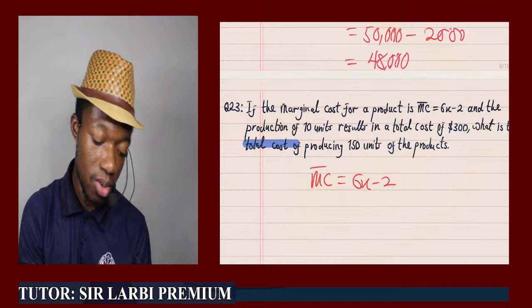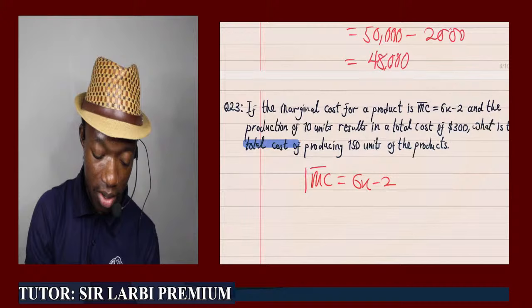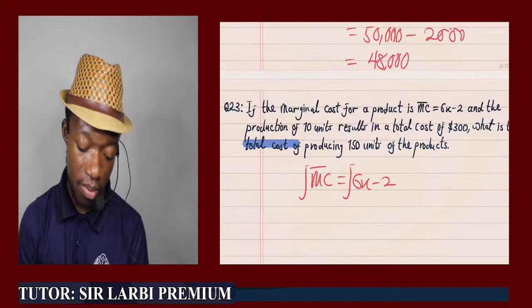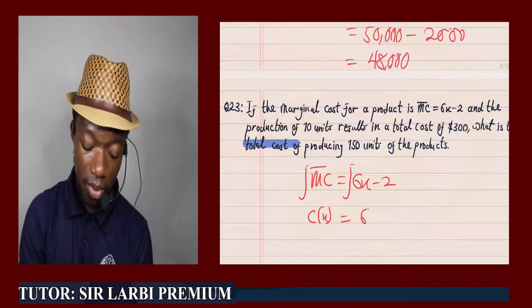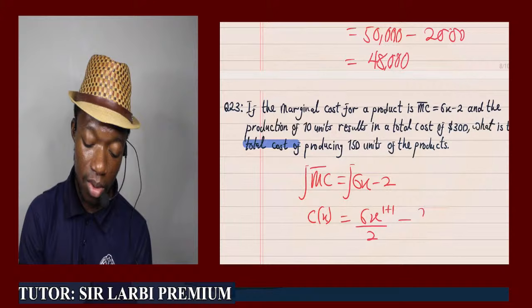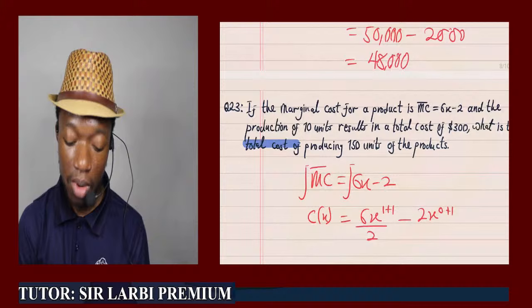Okay, so if that is the case, then let's find the cost function, the total cost. So that means we're going to integrate with respect to x. When I integrate the marginal cost, I'll get my cost function, say C of x, since we are integrating with respect to x. Integration of 6x, I'll get 6x to the power 1 plus 1 divided by 2. Then here, 2 is attached to x to the power 0, because 2x to the power 0 is the same thing as 2. So if I'm integrating, I'll add 1 to the 0, and then I'll divide the result by 1 plus 0, which is 1.